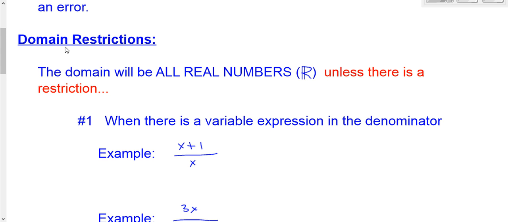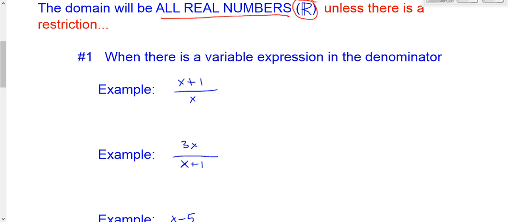So generally speaking, if there are no restrictions on a variable expression, the domain will be all real numbers. And that symbol looks like this, a capital R with a double line going vertically. Okay, so the domain will be all real numbers unless there is a restriction.